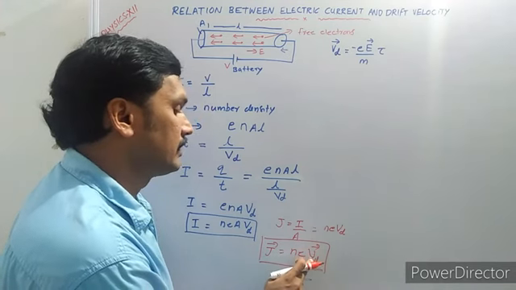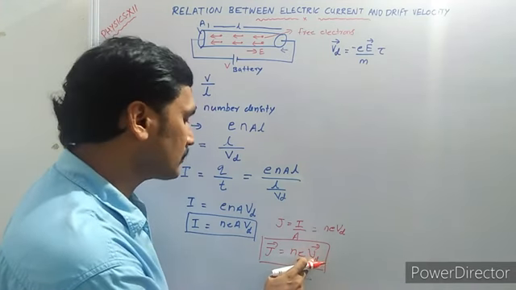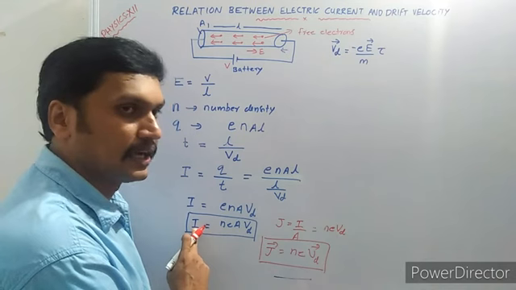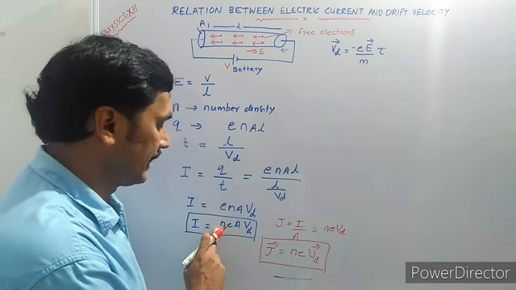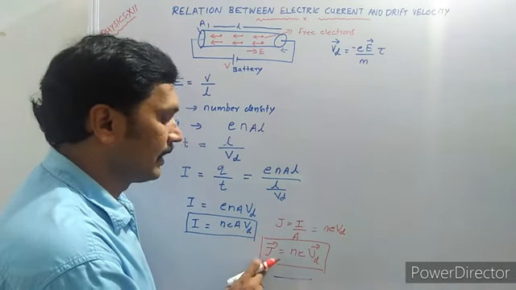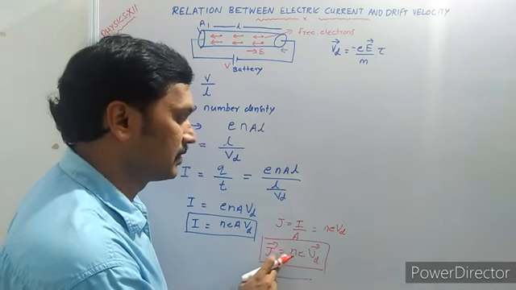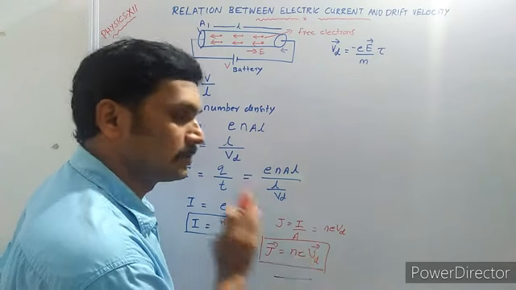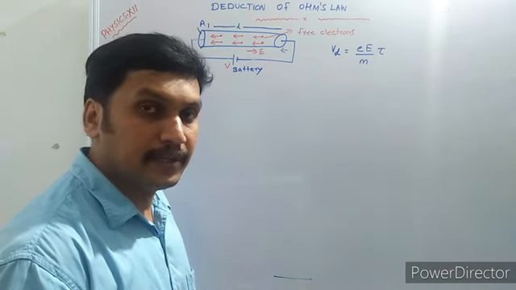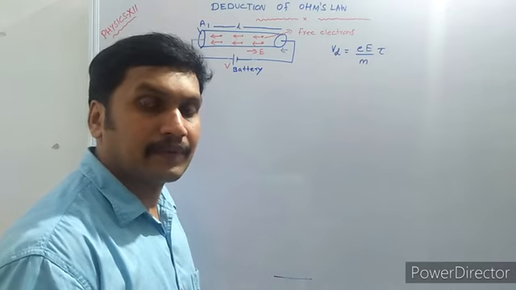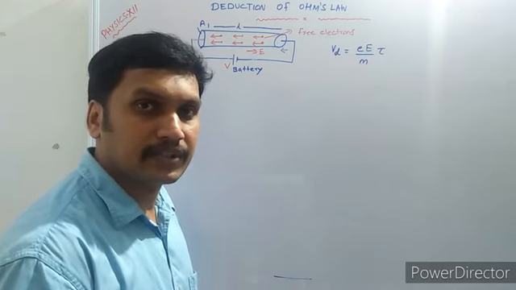In terms of drift velocity, we wrote expressions for current and current density. Current I is equal to N E A into Vd, and current density J is equal to N E into drift velocity. Now we are trying to deduce Ohm's law from the concept of drift velocity.